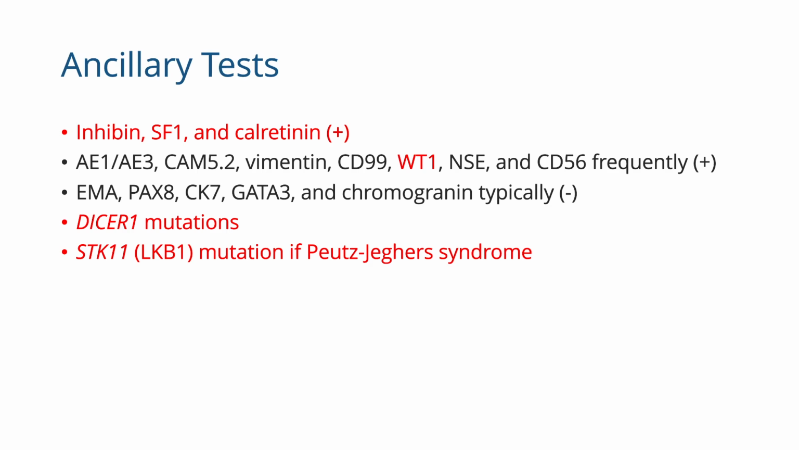What is the function of the DICER gene? This is a really important gene for the expression of microRNA, and microRNA is a really important regulator to suppress gene expression. So you can imagine if you lose this microRNA regulation system in your body, then the tumor just loses control of some oncogenes, so it is a really important gene. And also STK11, aka LKB1, mutation in Peutz-Jeghers syndrome.